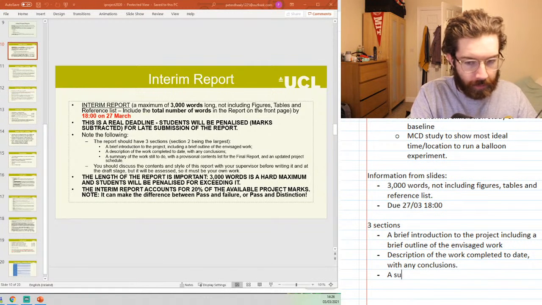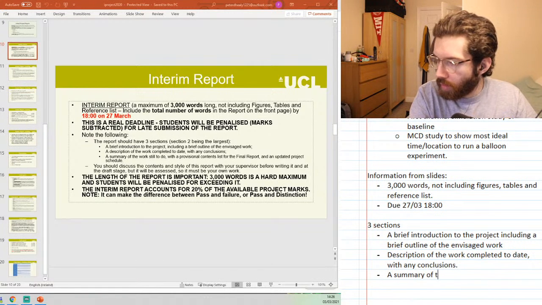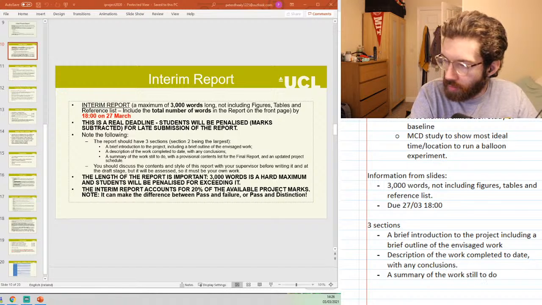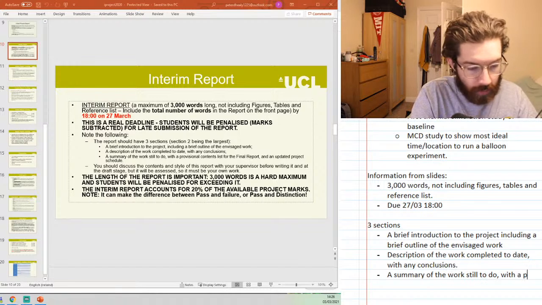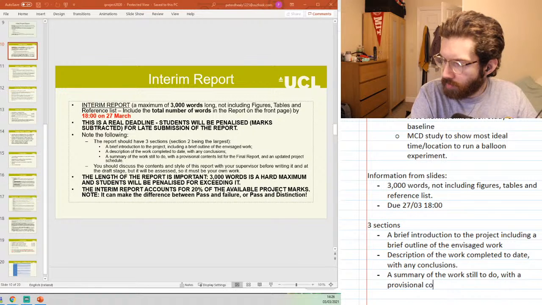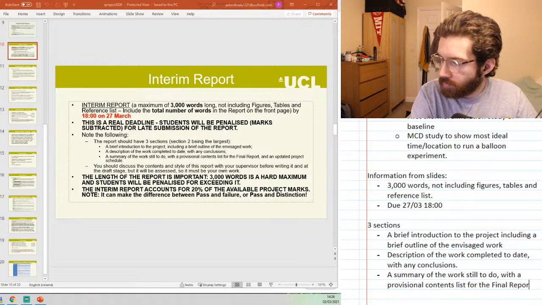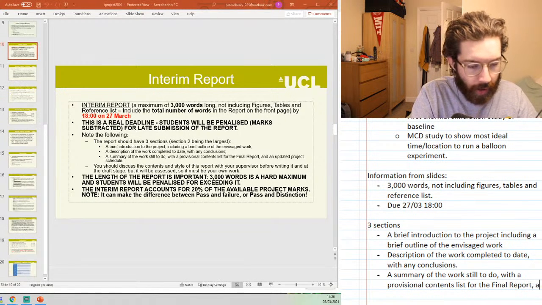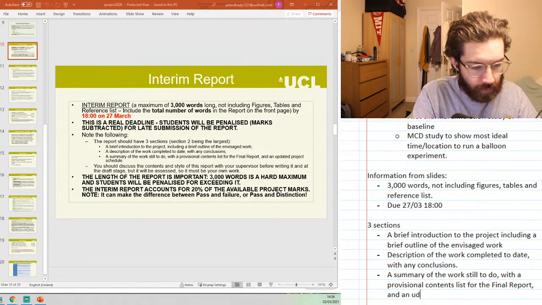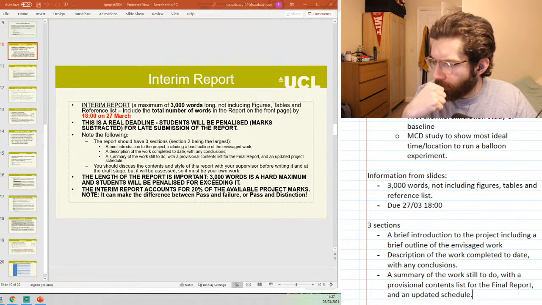And a summary of the work still to do with a provisional contents list for the final report. Oh, and also update the schedule. We haven't drifted too far from our schedule, so it's good so far.